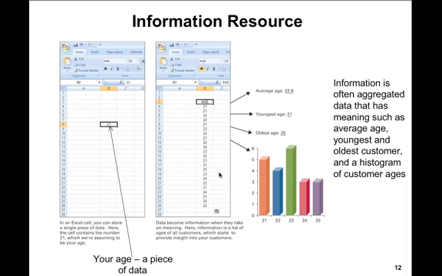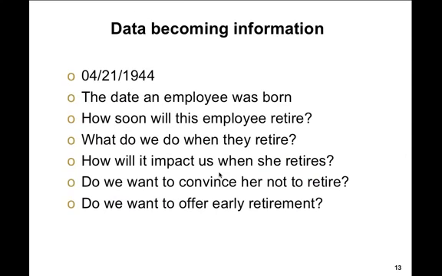As the slide says, information is often aggregated data that has meaning, such as average age, youngest age, oldest age. So if we want to say, what's the average age of our customers? That might be nice to know, because if you want to know where you're going to advertise to them: are you going to put it in a magazine? Are you going to put it on the internet? Are you going to advertise in schools? Maybe your customers are students. That's an example of how a resource becomes a valuable strategic advantage.